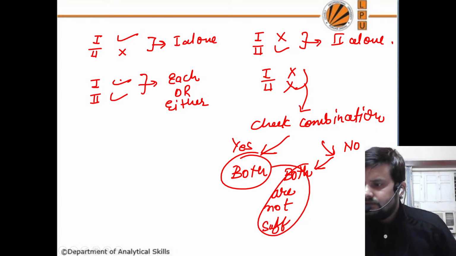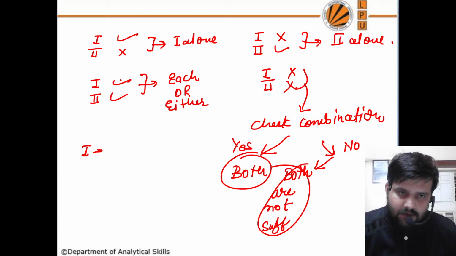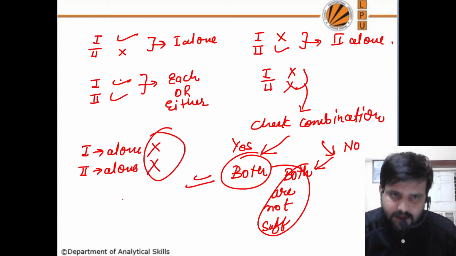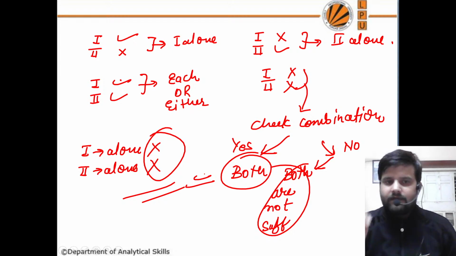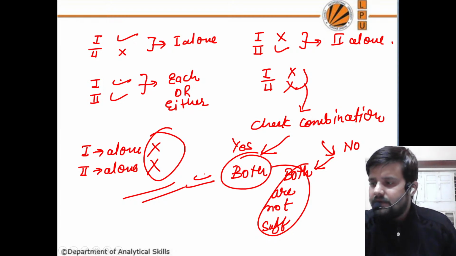Got it? So how do you have to solve the question? First check the first statement alone, then check the second statement alone. You will check both together only when both individually don't give the answer. Simple. Check first alone, second alone. If both don't work, then only check the combination of these two. Okay, let's come to our question.